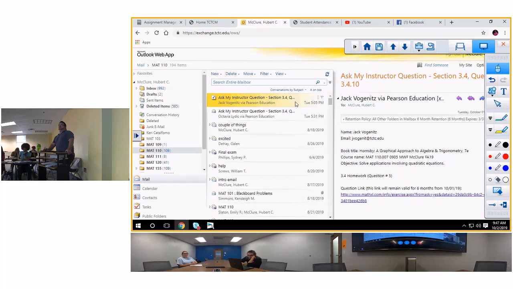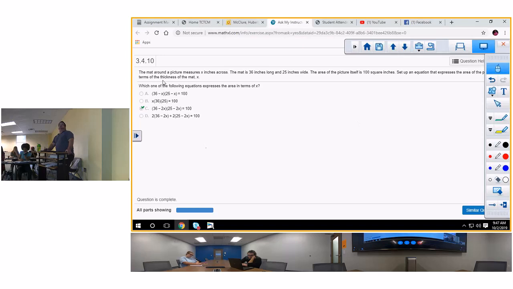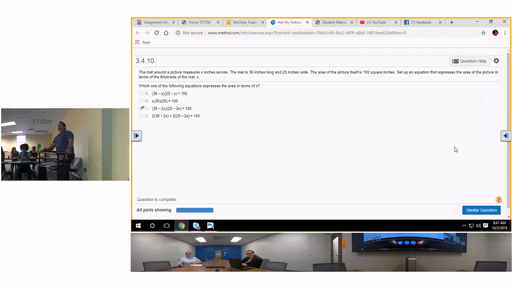This is 3.4, number 10. The mat around a picture measures x inches across. The mat is 36 inches long and 25 inches wide. The area of the picture itself is 100 square inches. Set up an equation that expresses the area of the picture in terms of thickness of the mat.